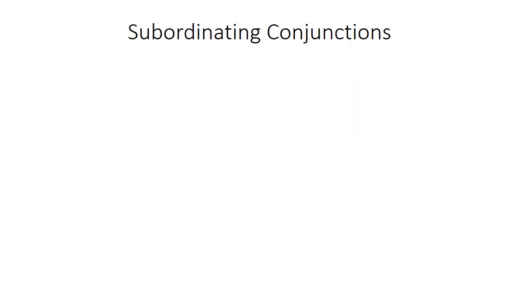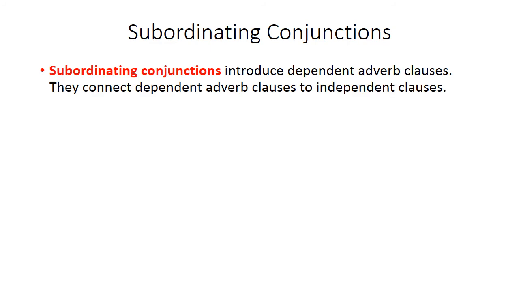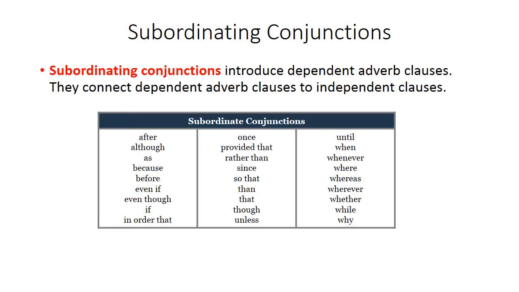So subordinating conjunctions introduce dependent adverb clauses. They connect the dependent adverb clause to the independent clause. And here is a list of subordinating conjunctions.